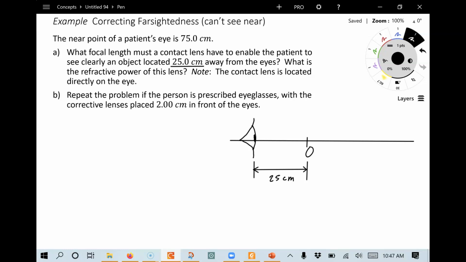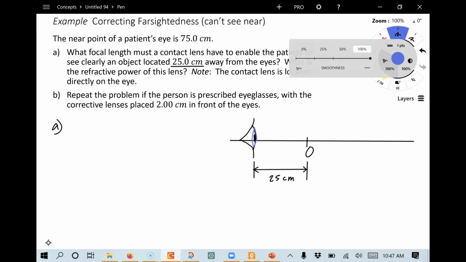Now's the time to do the lens. And in part A, we're going to use a contact lens, which goes right on the eye. So this is a converging lens, as we said before. It has this teardrop shape. We're going to stick it right on the eye. And importantly, I want to draw the center of the lens where we measure all distances from. So there's our center of the lens. In this case, the center of the lens coincides exactly with the position of the eye.